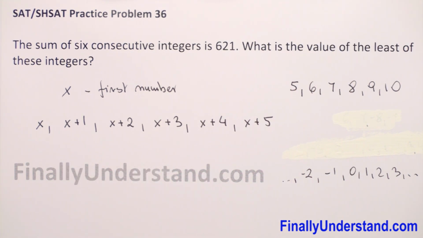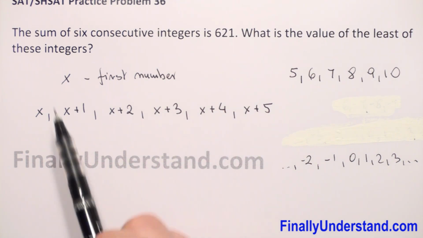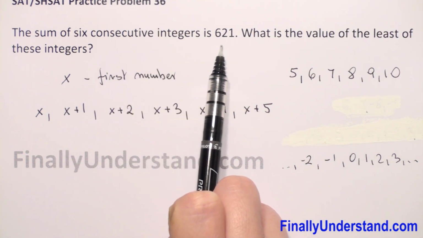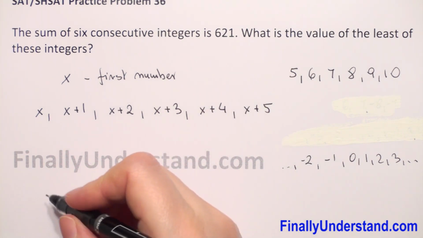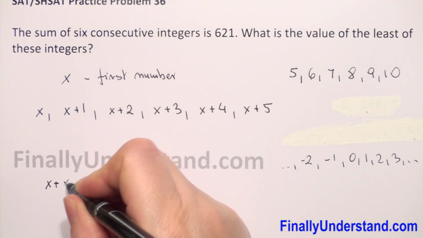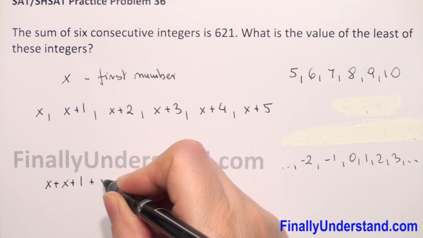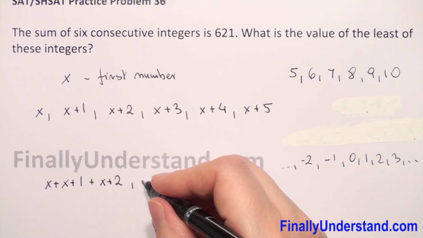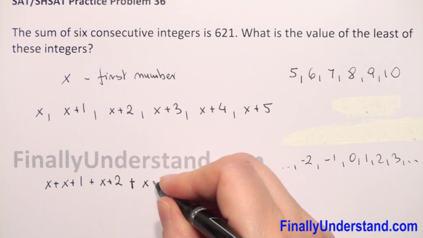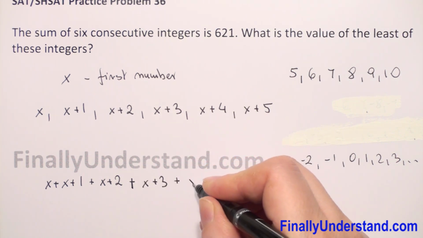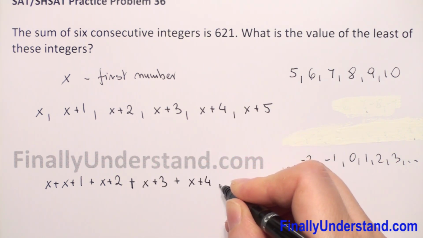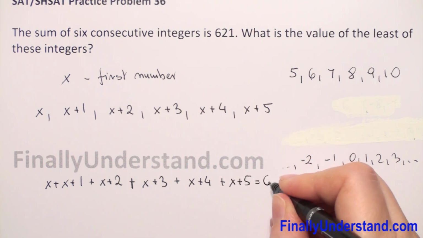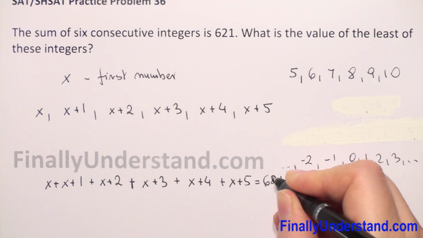So now we also know that the sum of 6 consecutive integers is 621. So let me write this. x plus x plus 1 plus x plus 2, this is the third number. The fourth number is plus x plus 3 plus x plus 4 and plus x plus 5. This is equal to 621.